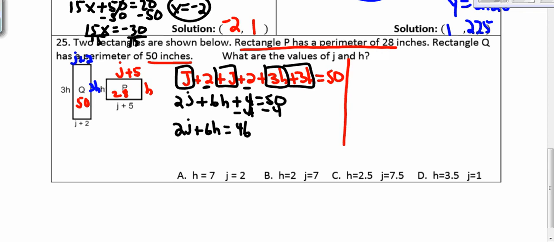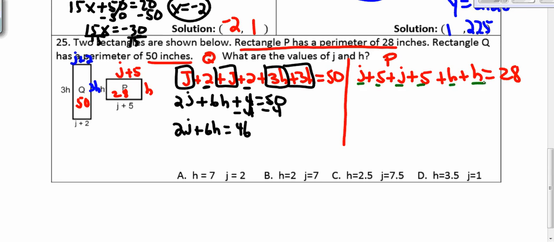So now this was Q. So now I'm going to set up an equation for P. So now I have J plus 5 plus J plus 5 plus H equals 28. So again, I'm going to combine like terms, the J and the J, the 5 and the 5, the H and the H.